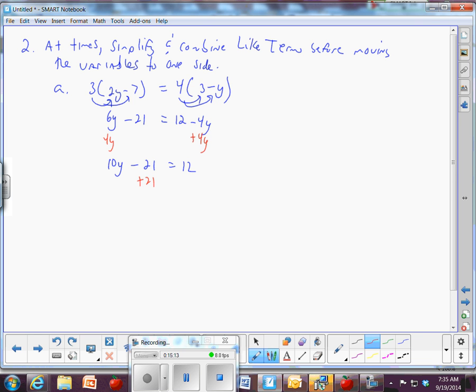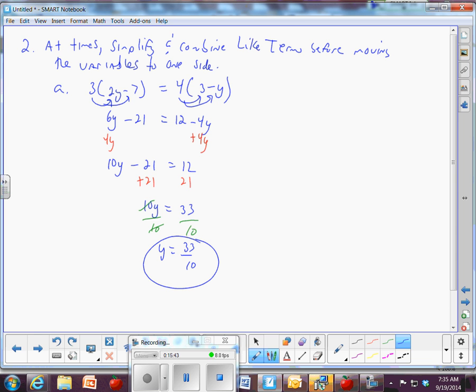Let's move the negative 21 by adding its opposite. We're left with 10y on the left and 33 on the right. Multiply both sides by the reciprocal, or do the shortcut of dividing, and we end up with y equals 33/10. I'm looking if that can be reduced. It can't. 33, 3 times 11, 10, 2 times 5, so no reducing. And so that's it.